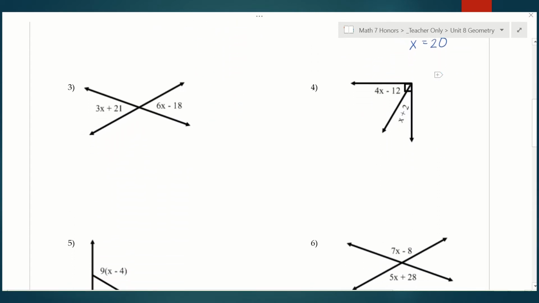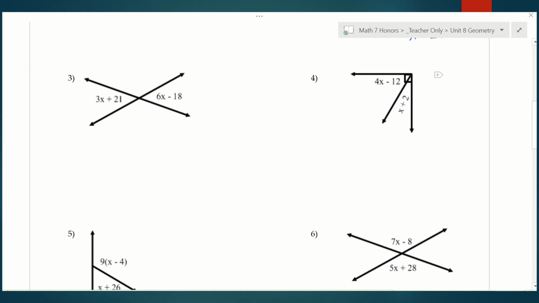Next, number 3. If you remember, when you have angles that are across from each other, that means that they are vertical, and it also means that they're congruent, they're equal. This is always the trickiest for students to remember because vertical angles don't add up to anything. The only thing we know about them is that they are the same.